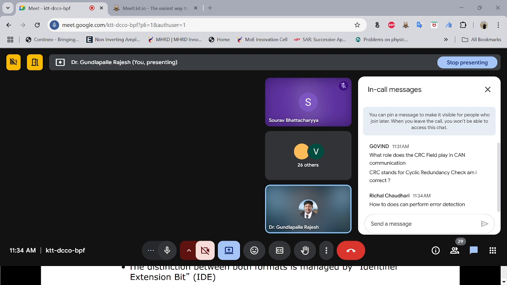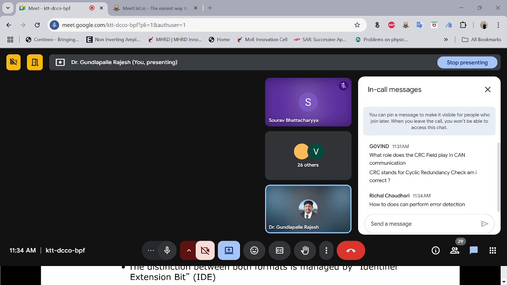Okay, so if we want, then there is an extended protocol, which has the standard message identifier modified from 11 bits to 29 bits. Both formats, standard and extended, may coexist on the same CAN bus.